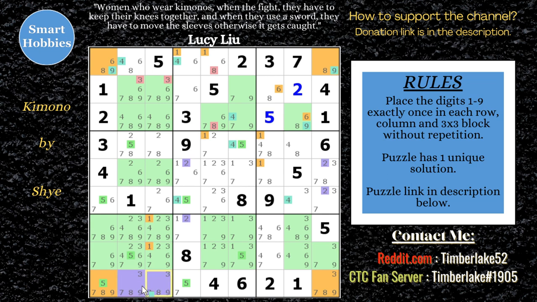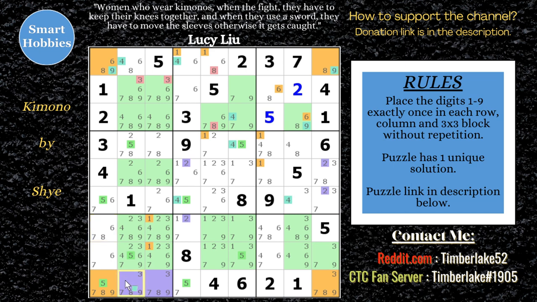Right, so either one of the fins is true, and there wouldn't be a 9 in these two spots, or the fin is false. You have an X-wing in the orange, and you wouldn't have these two here. They couldn't be a 9. So either way, we can eliminate these 9s right there.